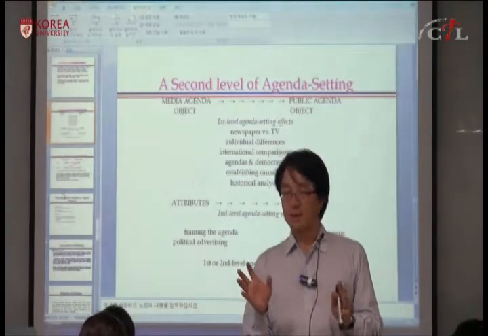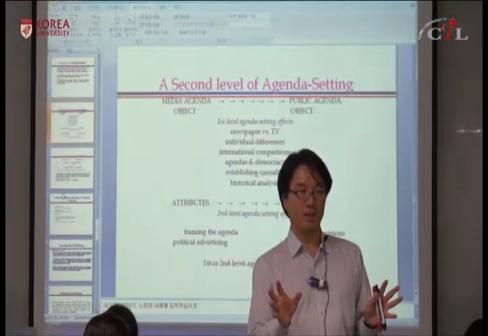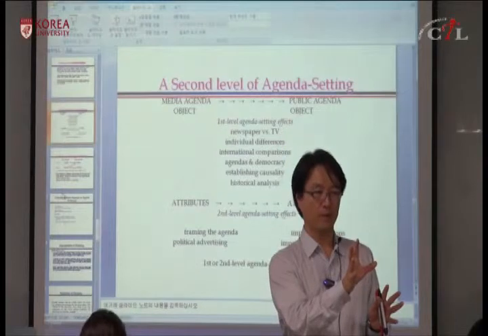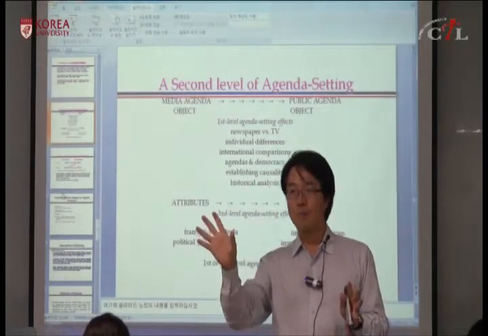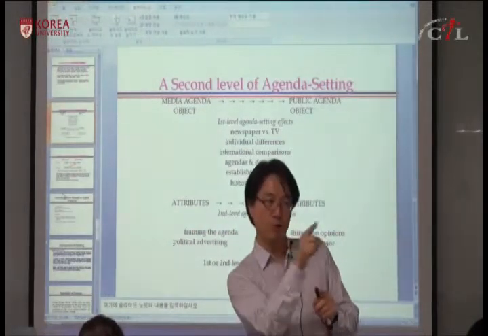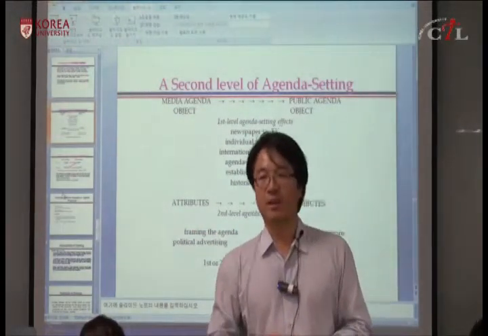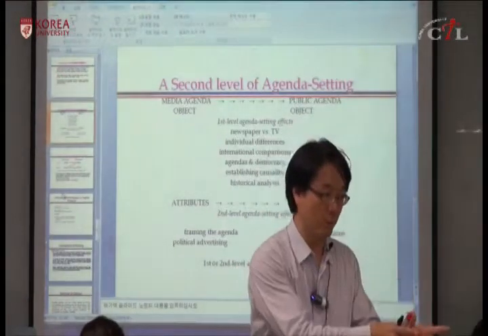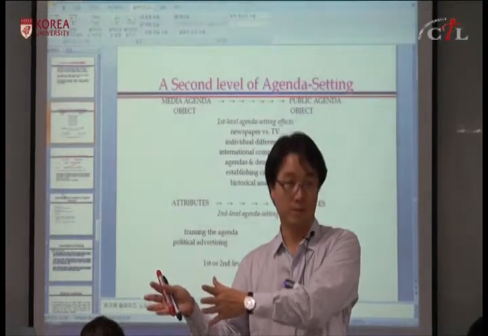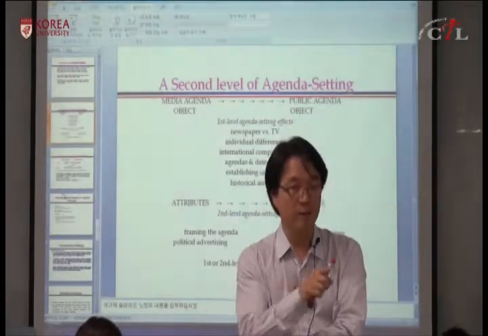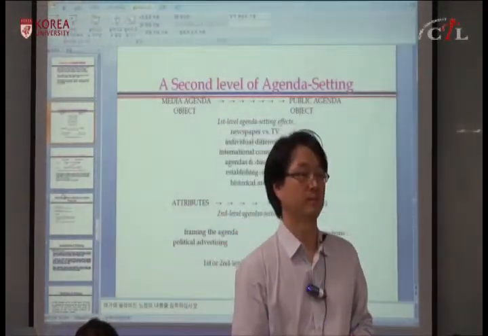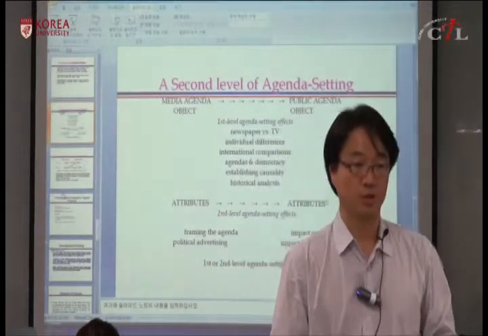But in agenda setting research, first level agenda setting is what media reports, right? That's content analysis. And then what people think about, that's the public agenda. And then they look at the relationships. That's first level. And second level agenda setting is how media reports and how people perceive. Make sense? And then they look at any relations between the way media reports and the way people perceive. That's second level agenda setting research.